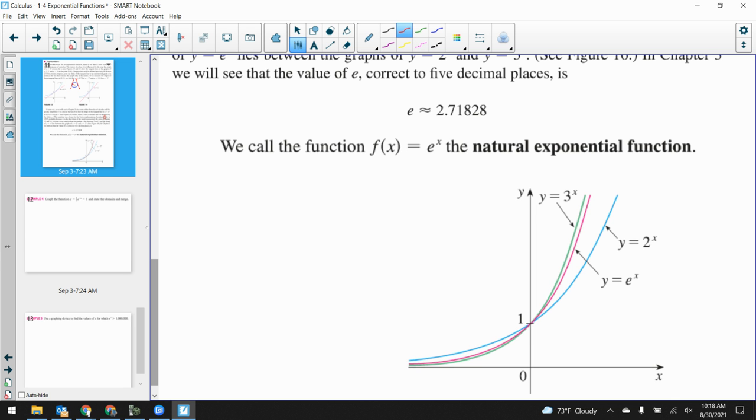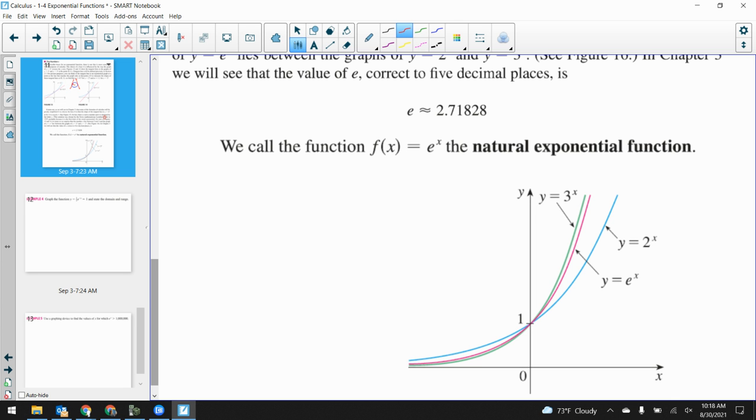Same thing with e. We call the function f of x equals e to the x the natural exponential function. It's called the natural exponential function because things in nature tend to go to this number, 2.71828. This thing naturally occurs very often. Euler kept finding more and more things that were limiting to this number. So instead of writing it out each time, he defined it to be e.